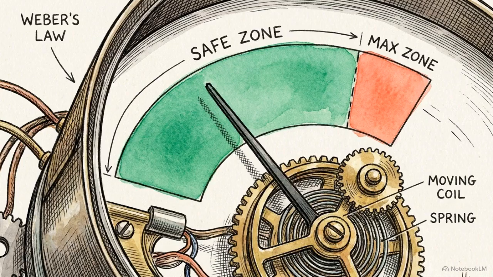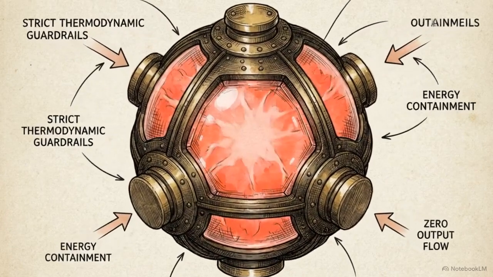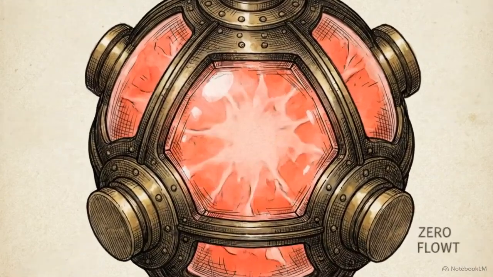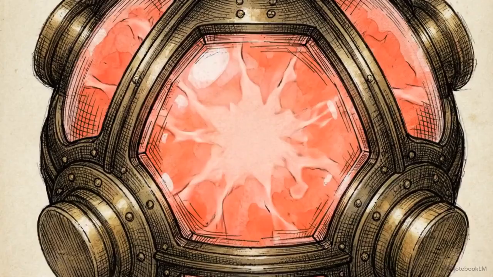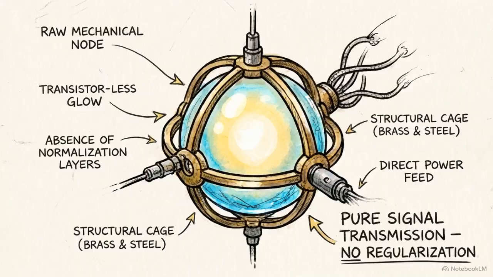Because of its structure, it adheres to Weber's law. The node processes relative changes in a stimulus rather than absolute values. This built-in decay creates strict thermodynamic guardrails against exploding gradients. The node strictly conserves its mass, naturally capping its maximum output and eliminating the need for modern regularization layers.